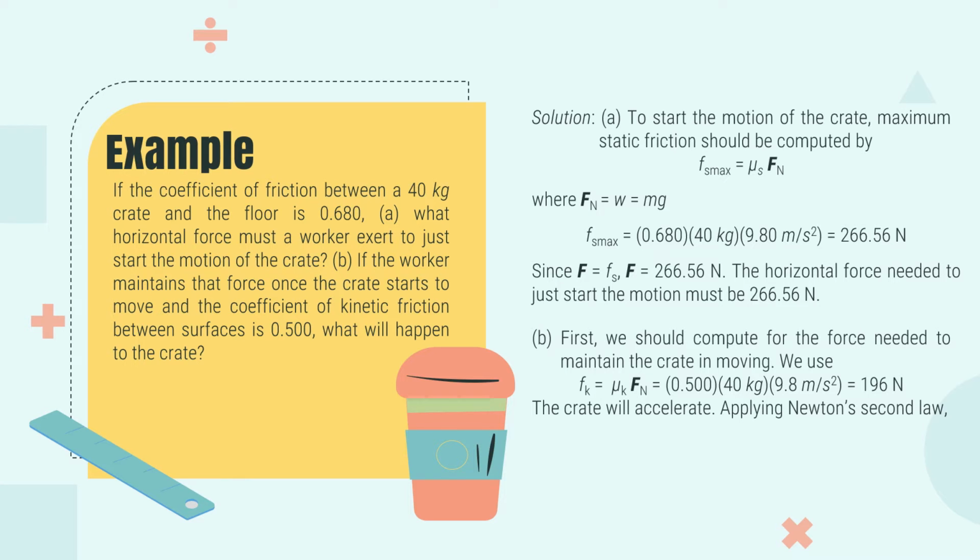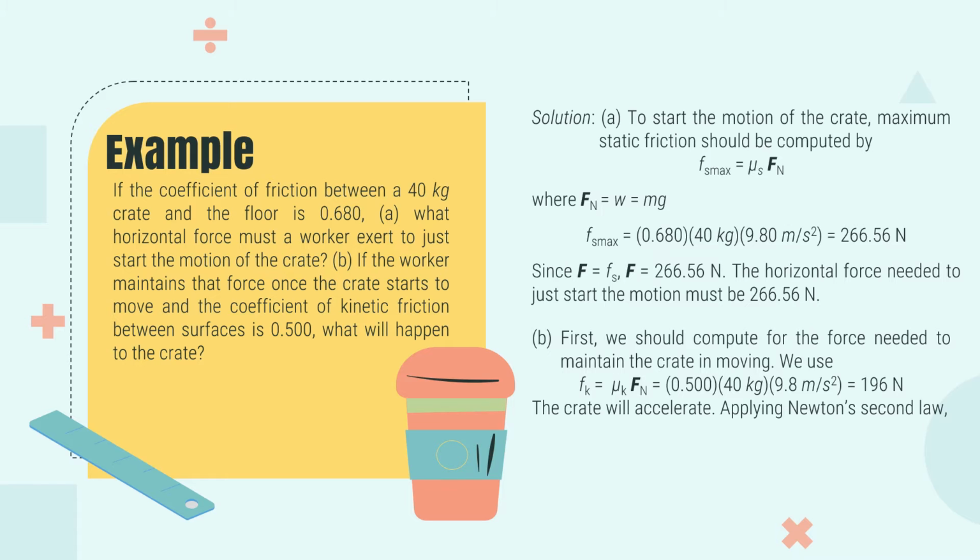To solve for P, first we should compute for the force needed to maintain the crate in moving. We use the kinetic friction F sub k, which is equal to mu sub k times F sub n, which is now 5/10 times 40 kilogram times the acceleration due to gravity, which is 9 and 8/10 meter per second squared, which yields to 196 Newton.